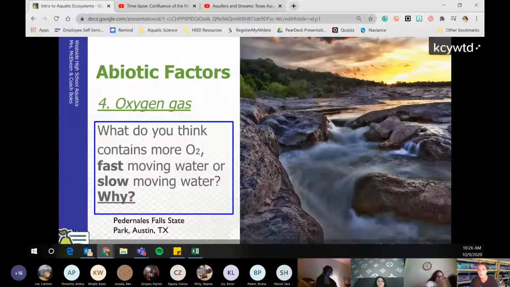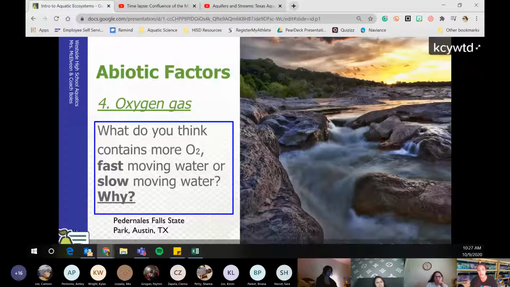Fast because it could pick up oxygen with speed. Fast because water molecules are moving faster. No, oh no, that's not quite it. Fast. Let's see. I saw a good one. Fast. Yes, this is great. Great. What was it? Brianna?